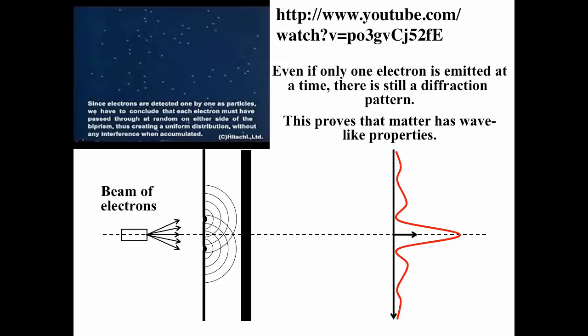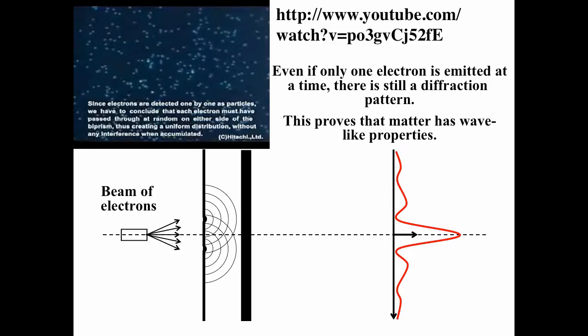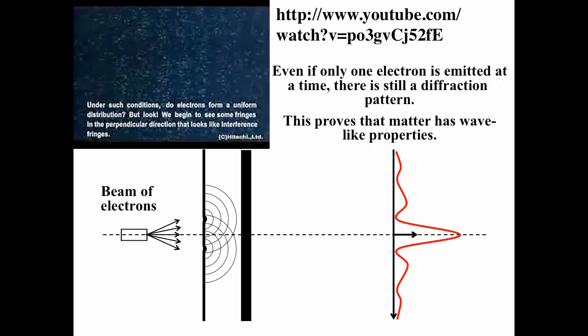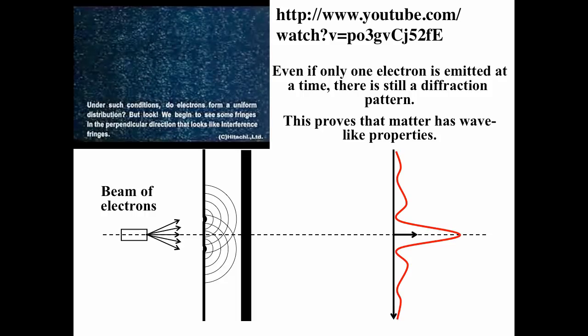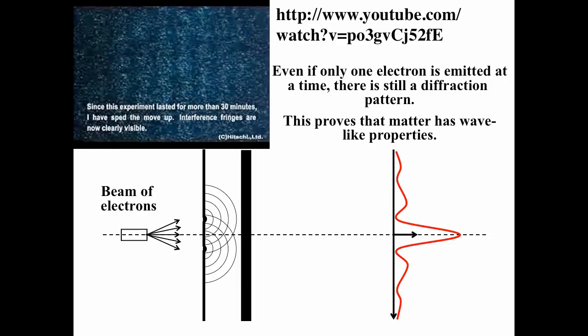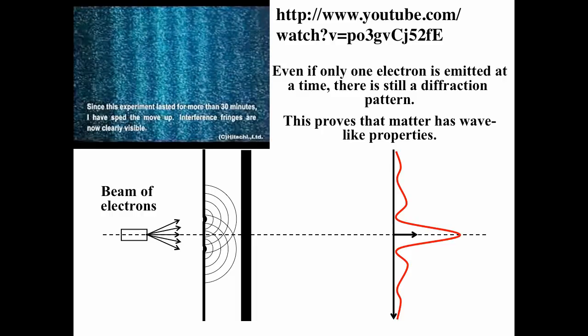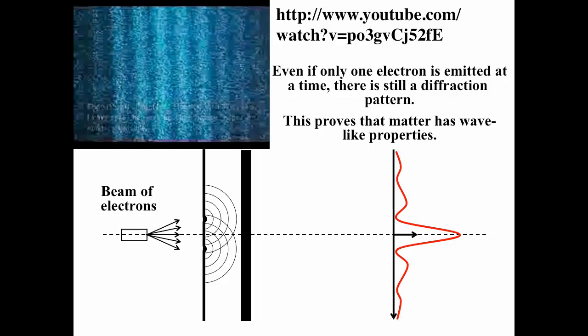Since electrons are detected one by one as particles, we have to conclude that each electron must have passed through at random on either side of the biprism, thus creating a uniform distribution without any interference when accumulated. Under such condition, do electrons form a uniform distribution? But look, we begin to see some fringes in the perpendicular direction that looks like interference fringes. Since this experiment lasted for more than 30 minutes, I have sped the movie up. Interference fringes are now clearly visible. But really, really cool experiment.